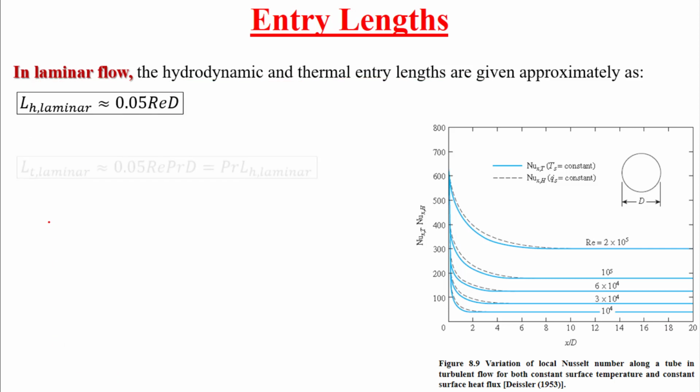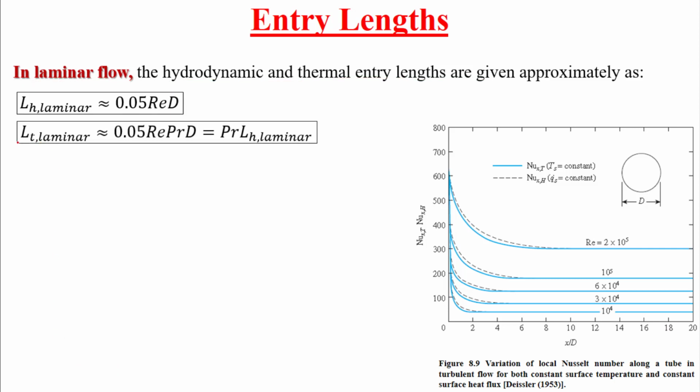How about thermal for the laminar? So this is the entry length for thermal, for the temperature, for the laminar scenario, and it's approximately equal to Reynolds, Prandtl, diameter, three parameters. So which one is bigger, LH or LT? What do you think? If LT, L thermal, is equal to Prandtl multiplied by LH, which one is higher?